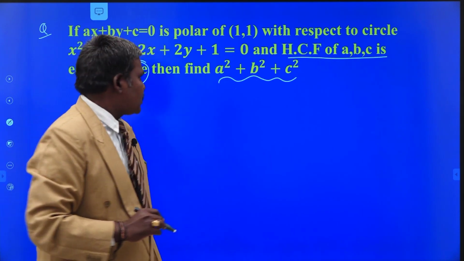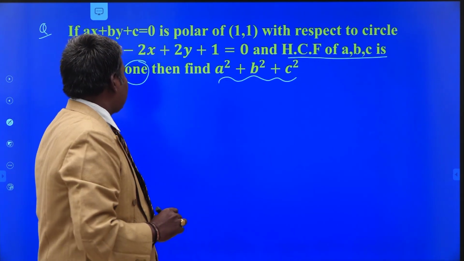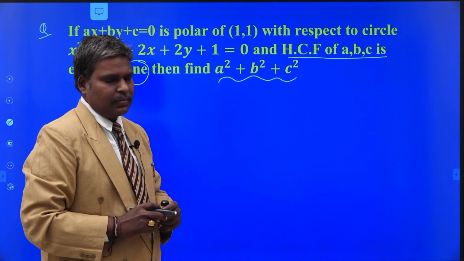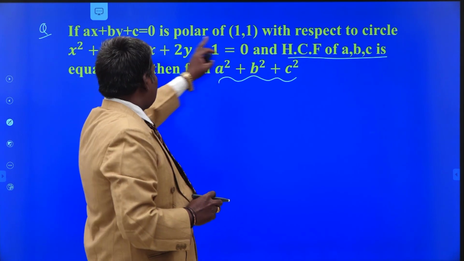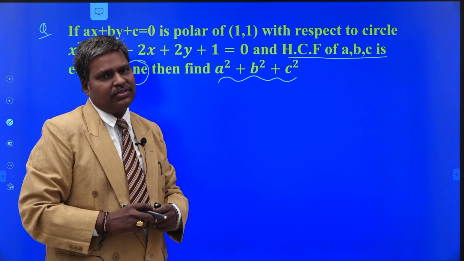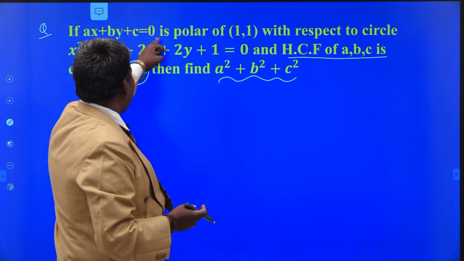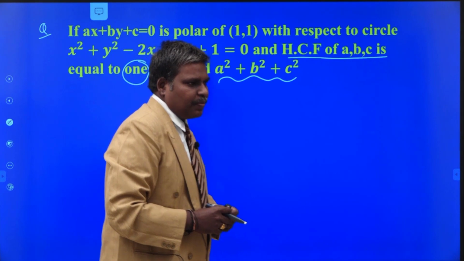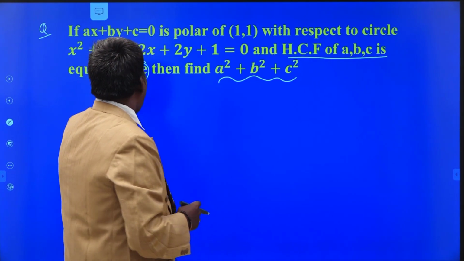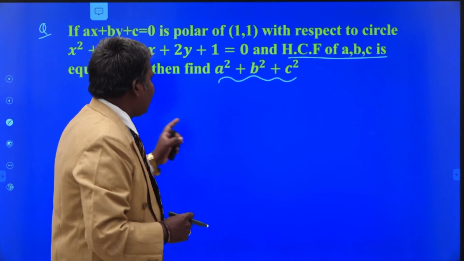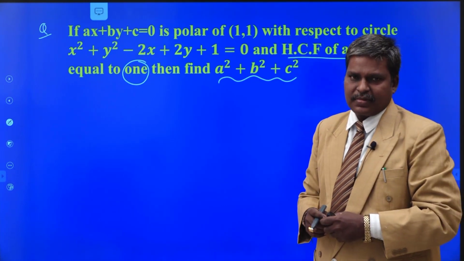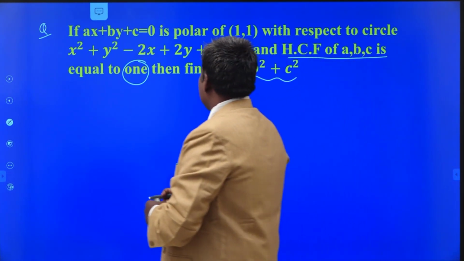Read the question yourself. What is ax plus by plus c equal to 0? It is the polar of (1, 1) with respect to the circle. But what is the polar of (1, 1) with respect to your circle S equal to 0? S1 equal to 0. That is from the theorem itself. But the polar is given to you as ax plus by plus c equal to 0. Moreover, you have one concept, that HCF of a, b, c is 1. They are also given to you. From the information, you have to calculate the value of a square plus b square plus c square. Understand? So, how to do this one?